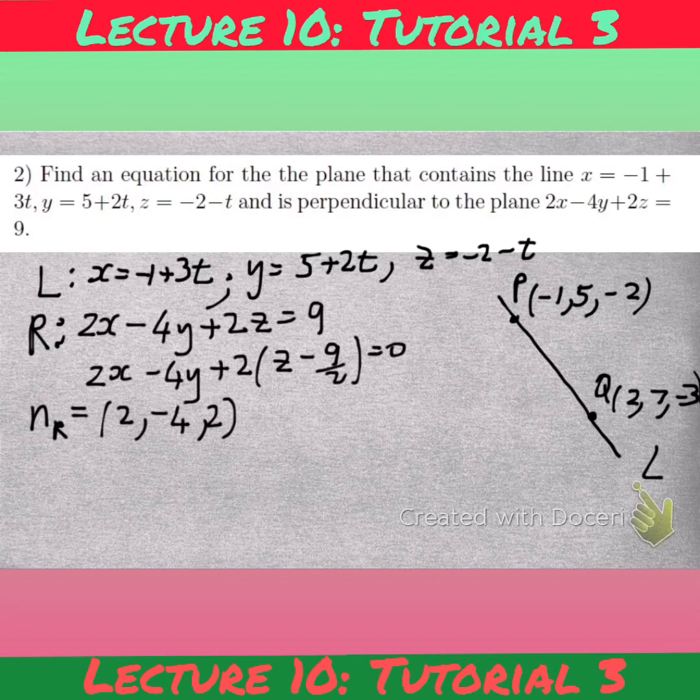All right, so we want to find the plane that contains the line L and is perpendicular to the plane R. Okay, so we just note the vector PQ. I want the plane to contain this line, and essentially I want the plane to contain the vector PQ, which is the vector (2 - (-1), 7 - 5, -3 - (-2)), which is (3, 2, -1).